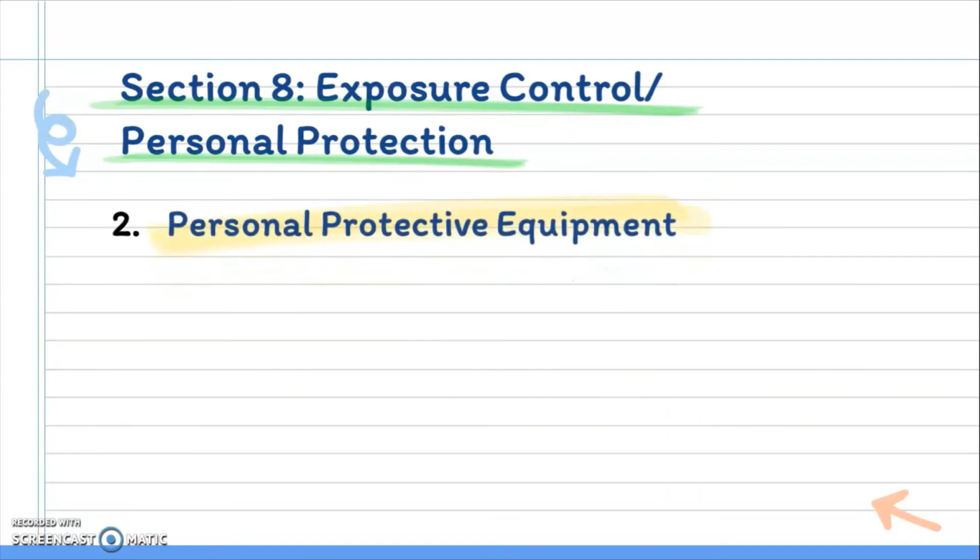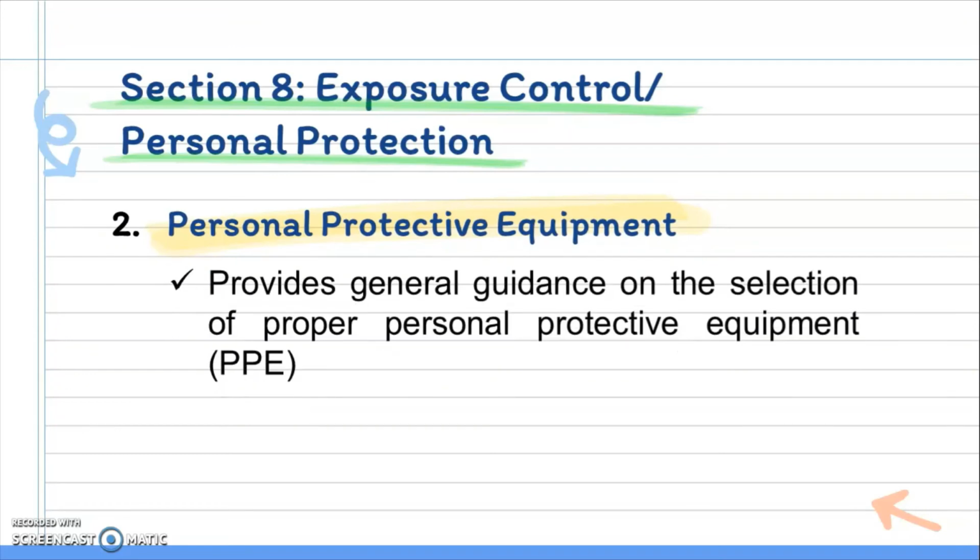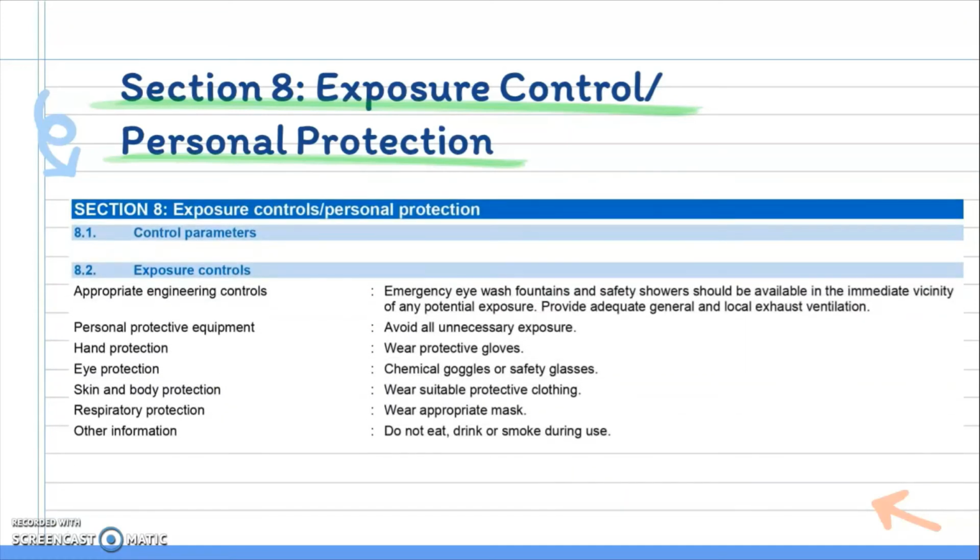And number 2, for personal protective equipment, it provides general guidance on the selection of proper personal protective equipment or PPE. Dito natin makikita yung mga kailangan nating protective equipment while handling the chemical. Dahil bawat chemical ay nagre-require ng different personal protective equipment. Looking at the Section 8 of sodium hypochlorite, makikita natin yung mga exposure controls kagaya ng engineering controls and personal protective equipment na kailangan natin para dun sa pag-handle ng chemical.